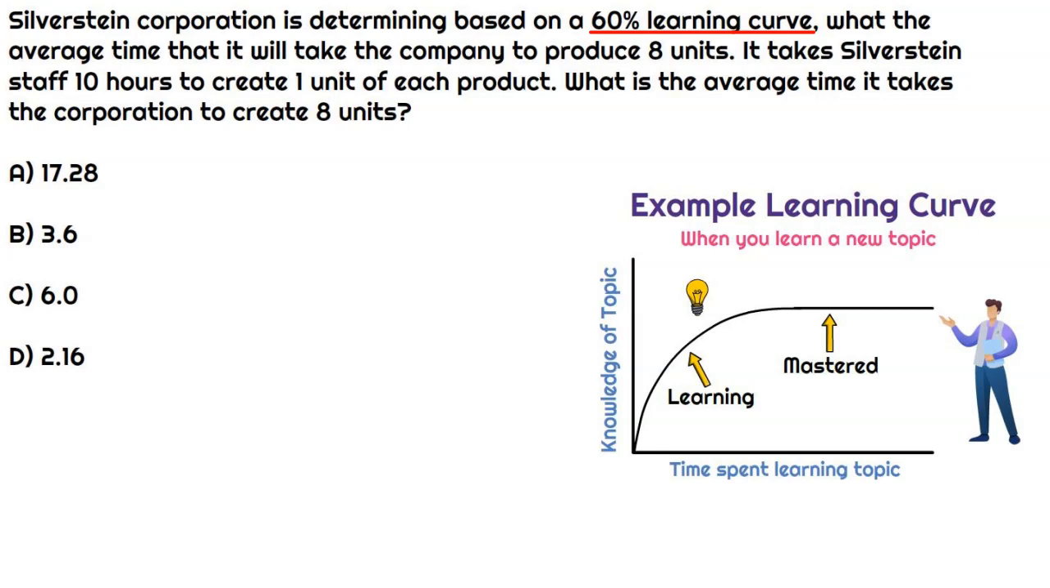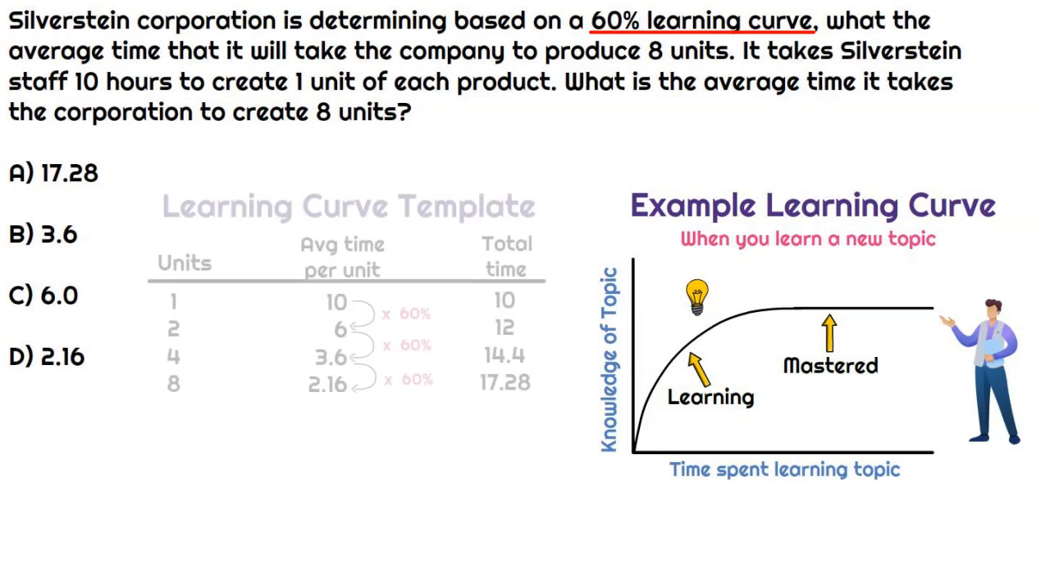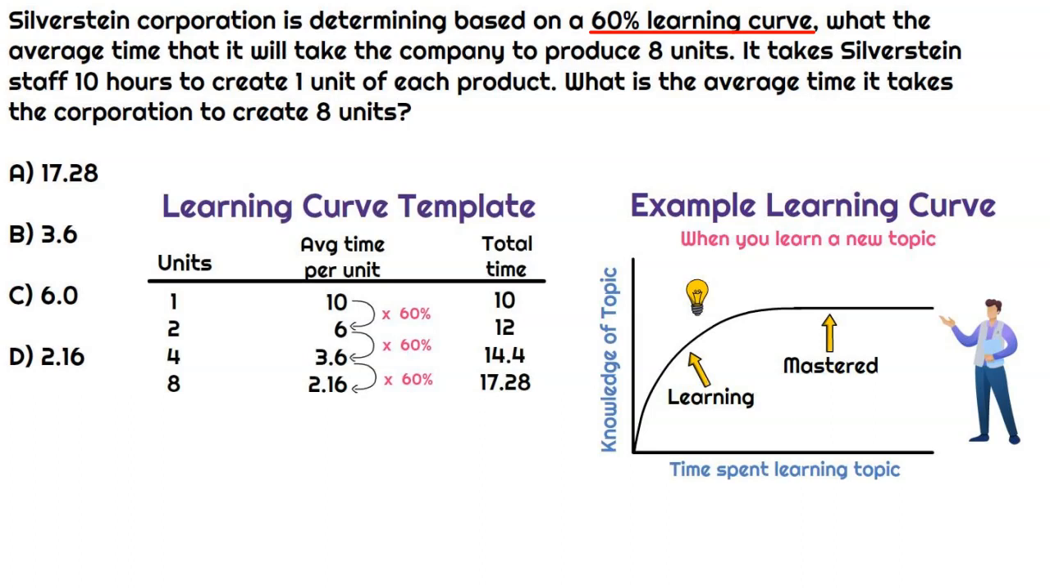So when it comes to these types of questions, here's how I like to set it up. The first row will take what the question gives us. It tells us that it takes them 10 hours to create 1 unit of each product. So in row 1, we have 1 unit, average time per unit is also 10, total time 10.